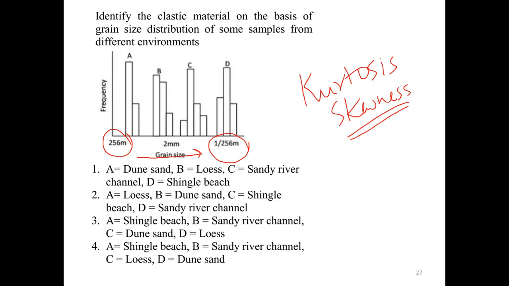So if we look at these, we have A as shingle beaches, B as sandy river channel, C as dune sand, and D as loess. Did you understand why this happened? To understand this question, you first have to tell me in the comment section: what is a shingle beach? First one, what is a shingle beach?